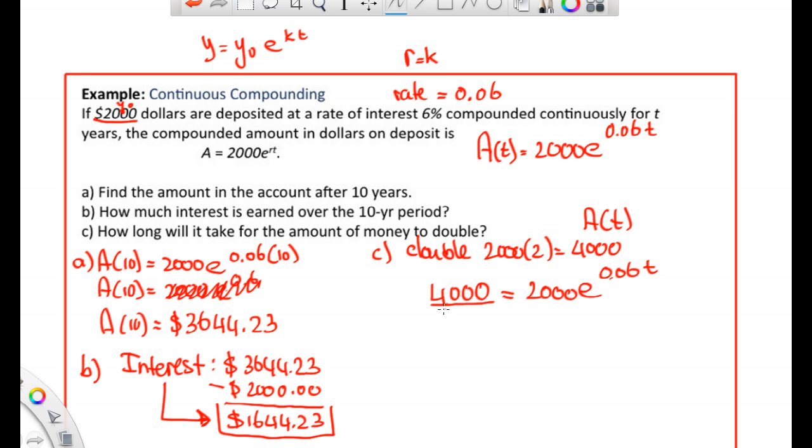So the first step would be to isolate the base. So 4,000 divided by 2,000, and then you get 2 here. And that is not a coincidence. Okay, that 2 is what doubling means. You always end up with a 2 here. It doesn't matter what this amount is. So you're solving actually this one, e to the 0.06t.